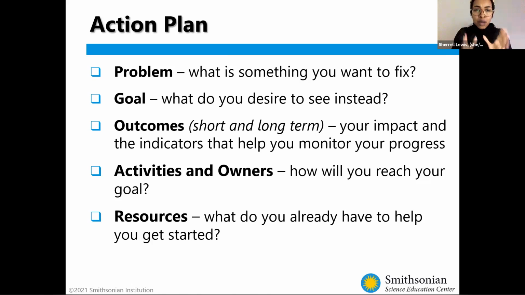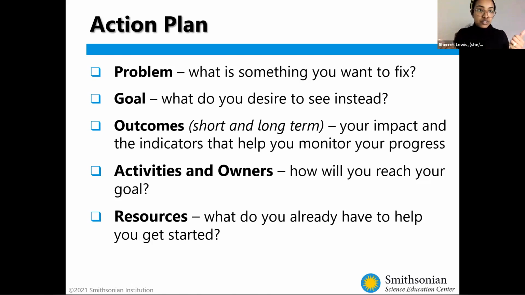And you may be asking, well, why would you start with outcomes before you list your activities and your owners and your resources? Well, we work on outcomes before we list actions and owners and resources, because we want to think about how the activities that we want to do will align with our impact as well. And so it gives us some guardrails to really think about the activities that will give us the greatest impact. And then finally, we have our activities and owners and our resources.